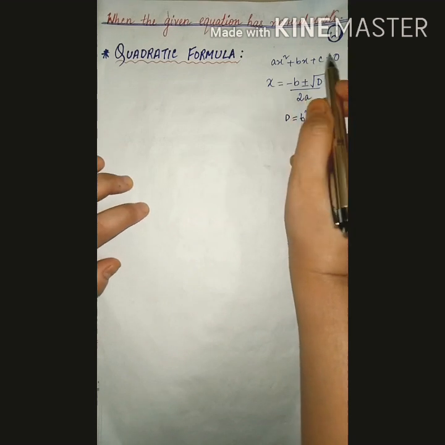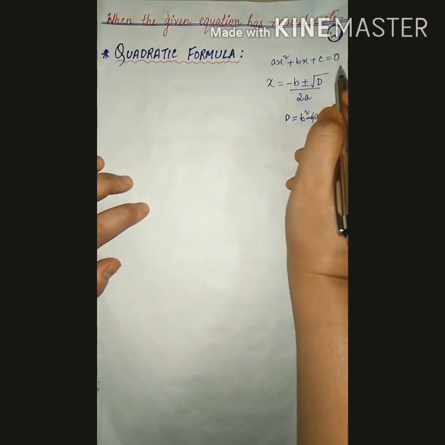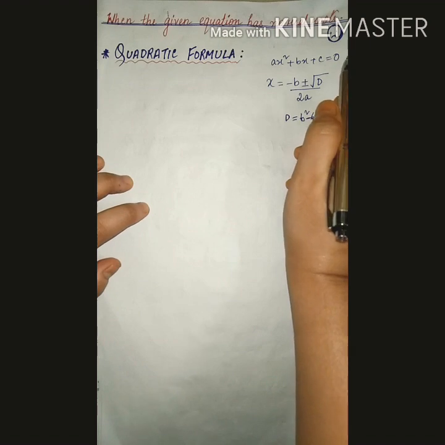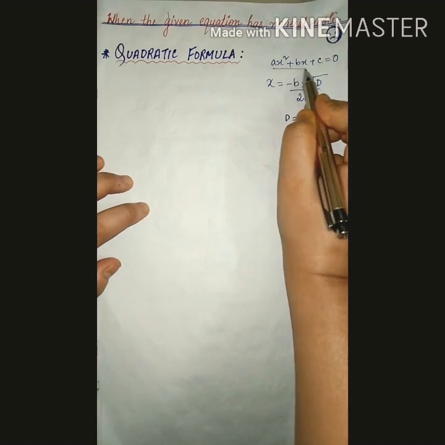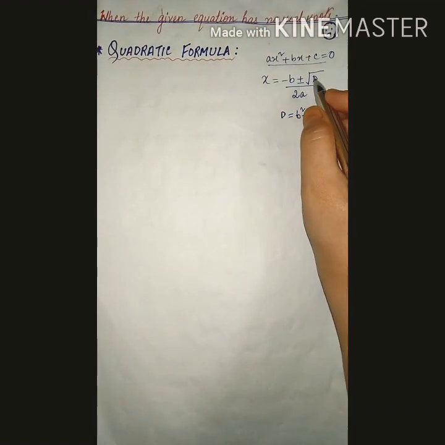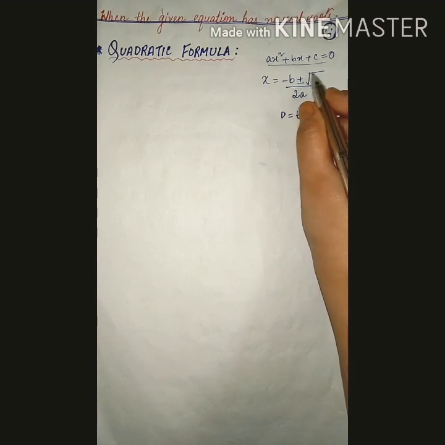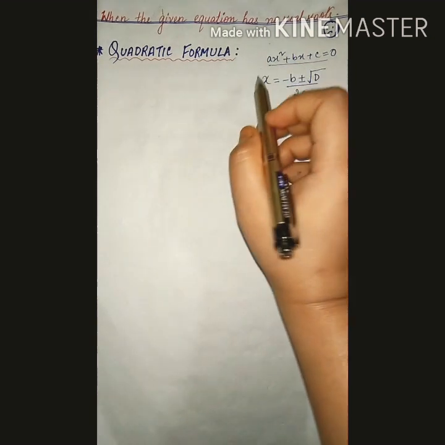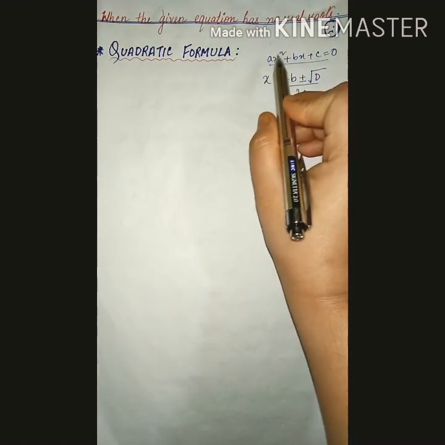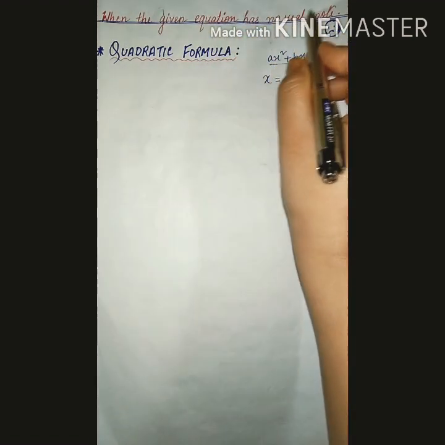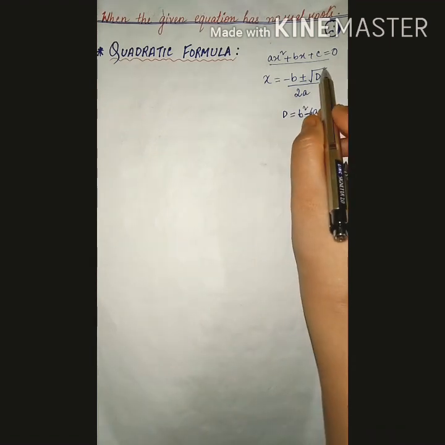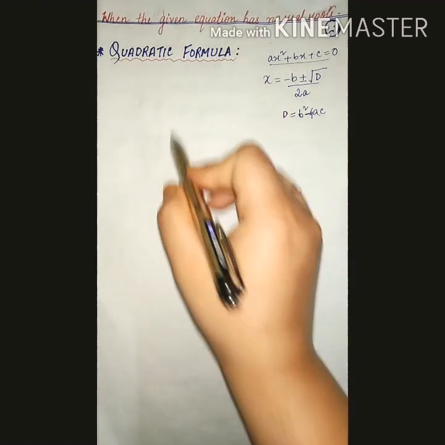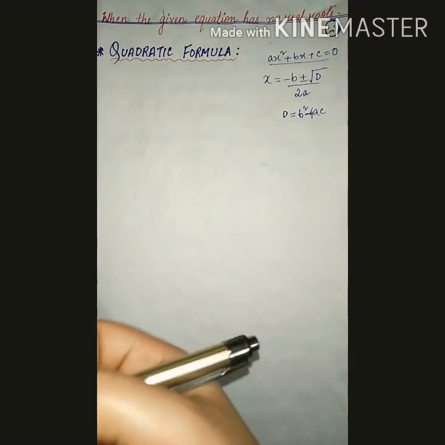So let us derive the formula from this: ax square plus bx plus c equal to 0. And the value of x, whether we get positive or negative, will depend on this D, the discriminant, b square minus 4ac. That means we will get the value of x as real, or the equation will have no real root. We will get to know from this D. So let us proceed. After that you will understand more.